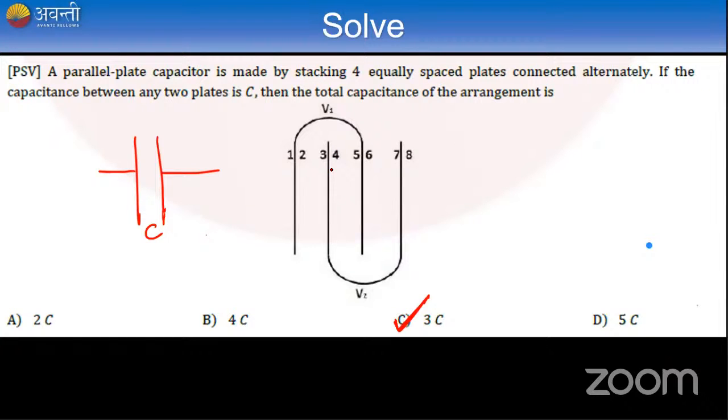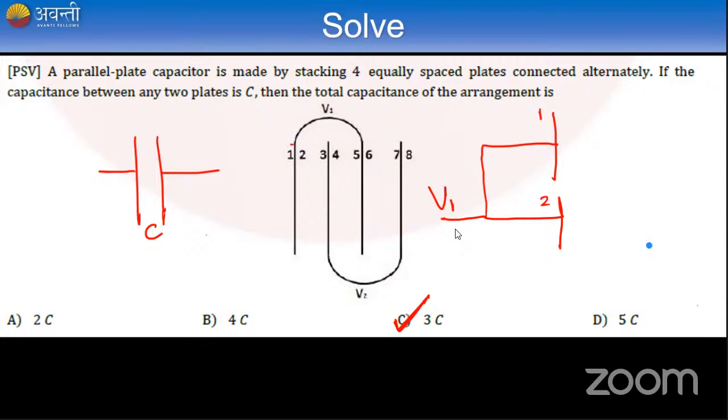So guys, let me try to redraw this. I have my first plate, then I have my second plate. First and second plate are connected to V1. Please listen very carefully. I'm just redrawing the same circuit with extended lines. So plate 1 and plate 2 are connected to V1.